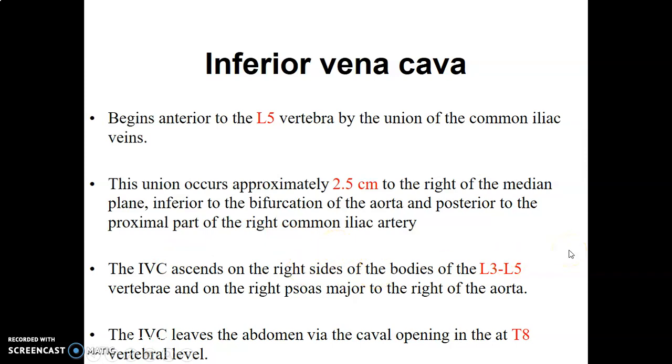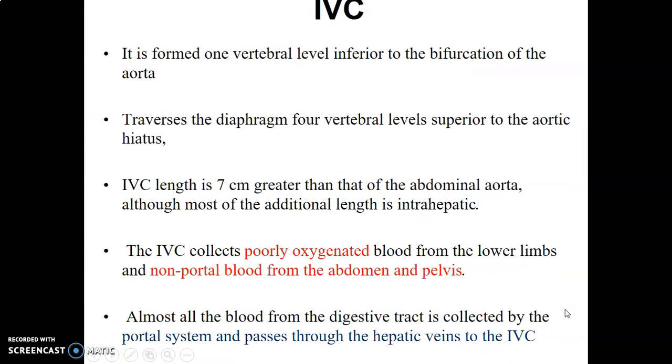opening of the diaphragm. The venacaval opening of the diaphragm is at T8 vertebral level. Esophageal is at T10, aortic hiatus is at T12. Inferior vena cava is formed 1 vertebral level inferior to the bifurcation of the aorta. So bifurcation of the aorta was L4, so this will be 1 vertebral level inferior. Then it traverses the diaphragm 4 vertebral levels superior to the aortic hiatus. So inferior vena cava, we said, is at T8, while the aortic hiatus is at a level inferior to it.